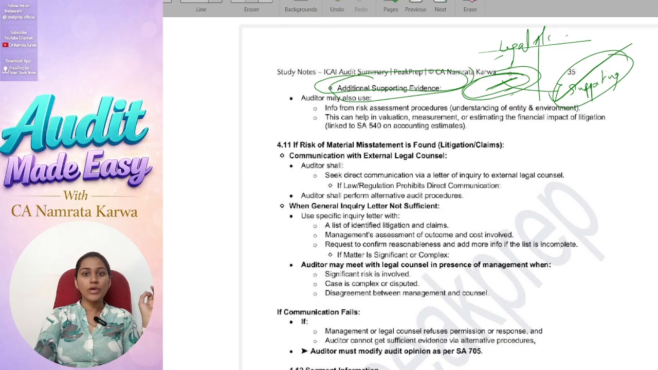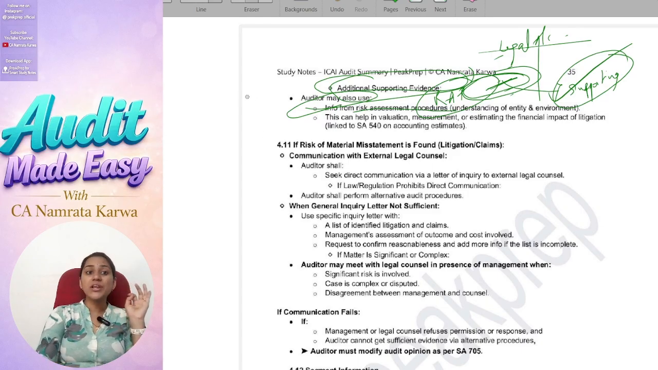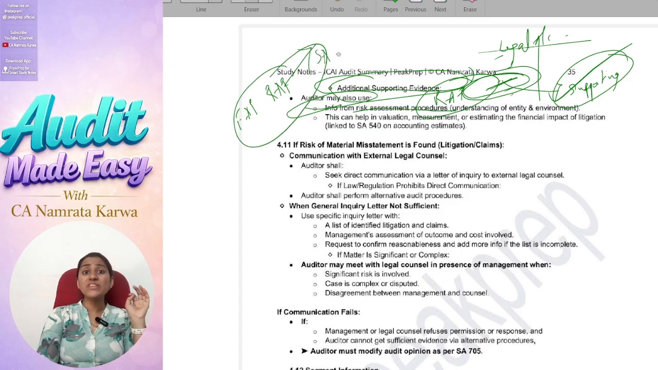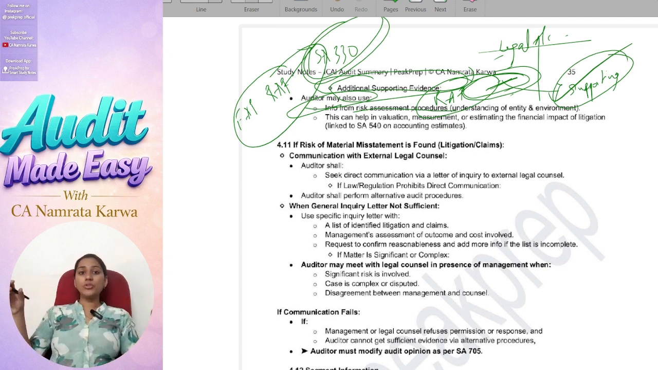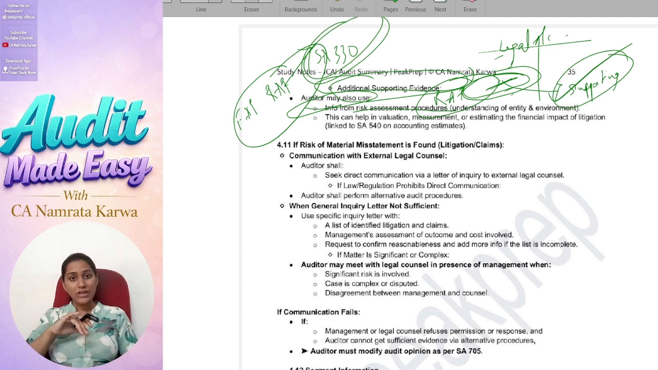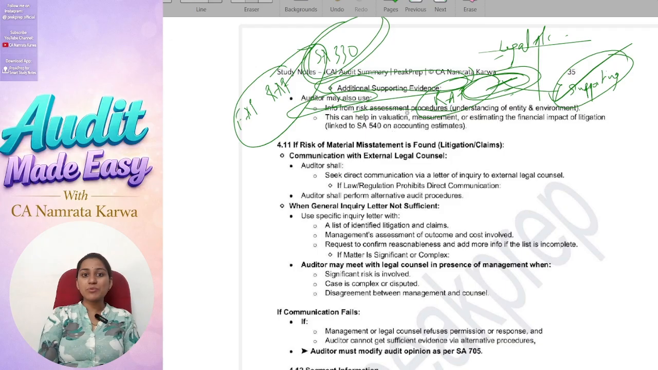Legal account. Now the auditor may also use information from risk assessment procedures. Guys, we have already studied further audit procedures and risk assessment procedures. Which ISA are we talking about? ISA 330. Risk assessment procedures, chapter number 3. If you don't know this concept, then go back to the video lecture of chapter number 3, get to know that concept first and then come back here. We have already discussed this in detail.